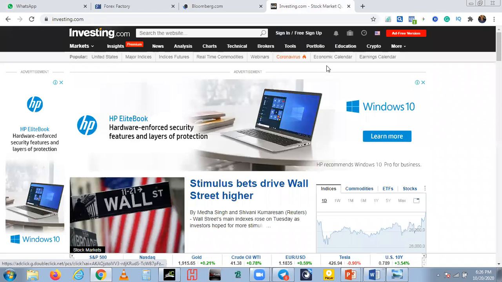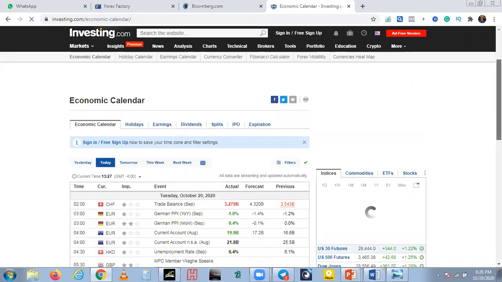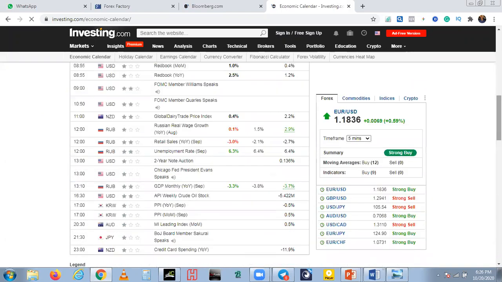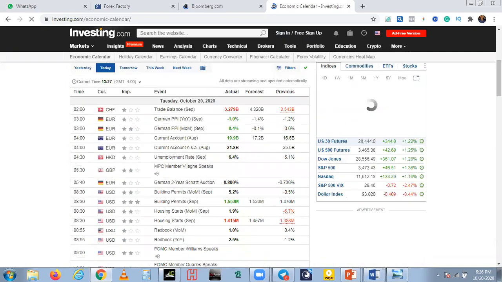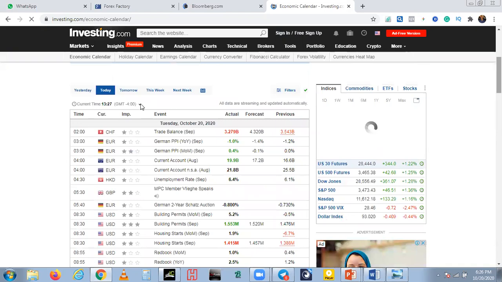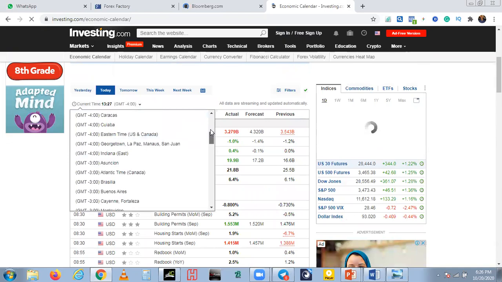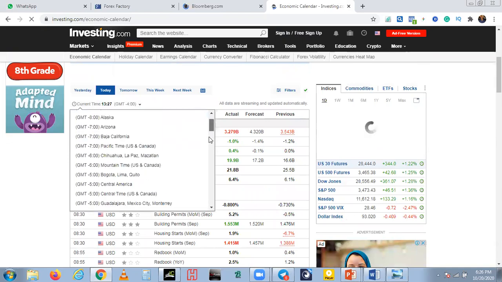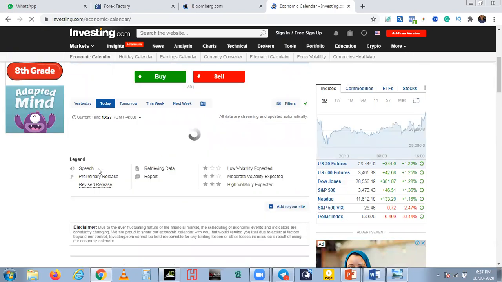Investing.com. So this is how you find the news. You come to this economic calendar. Okay, so you click on economic calendar and, oh, I didn't change my GMT. So that's GMT plus one. Lagos, you can see Lagos GMT plus one.